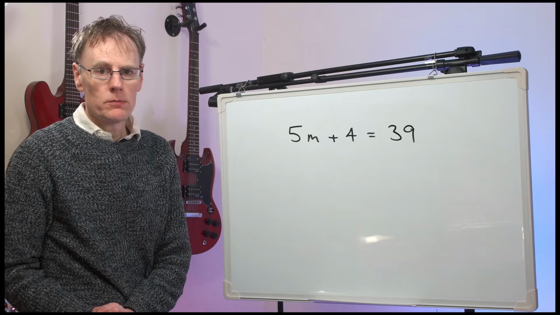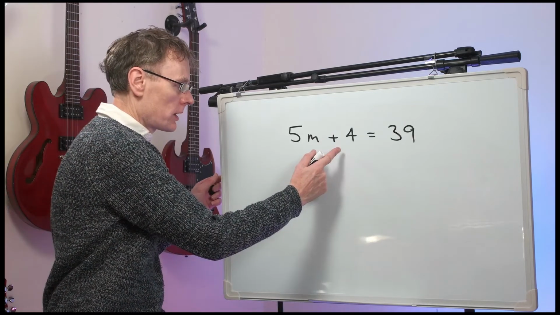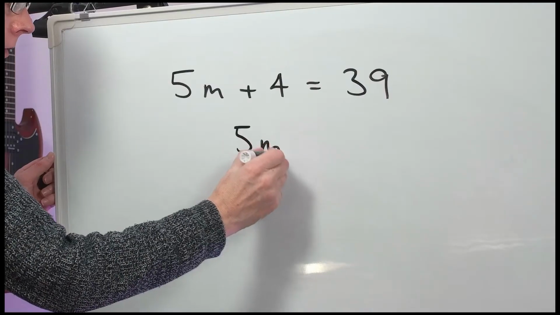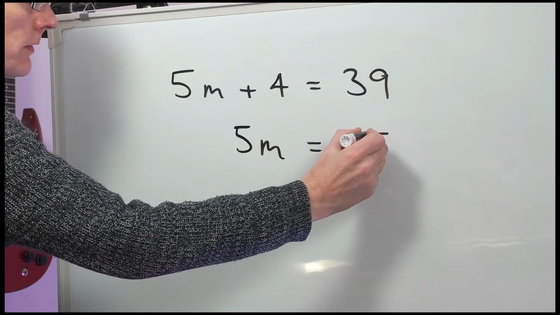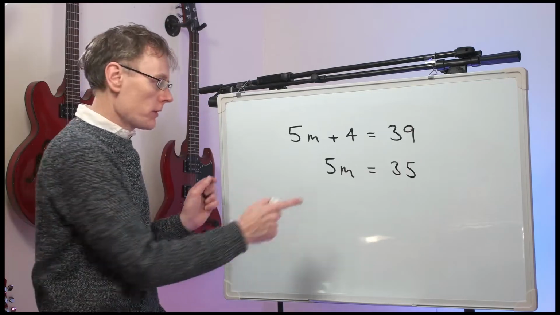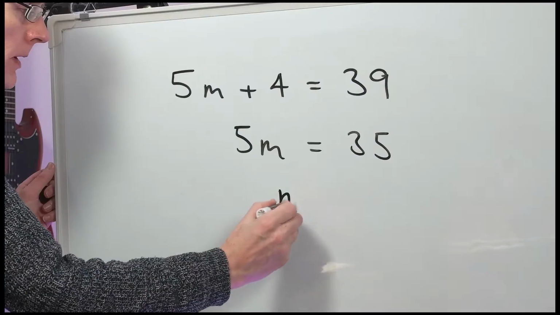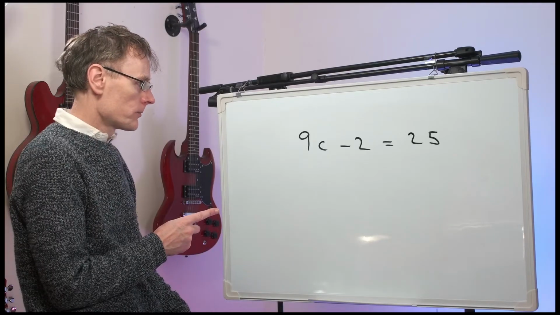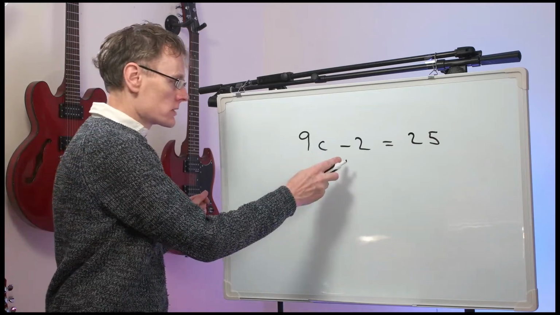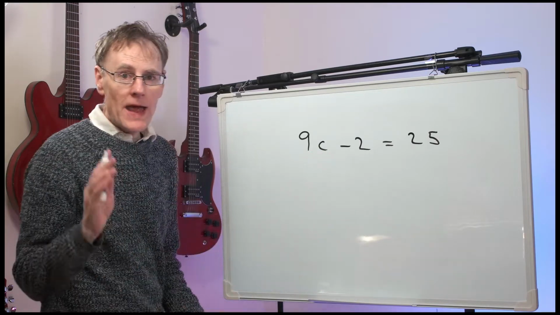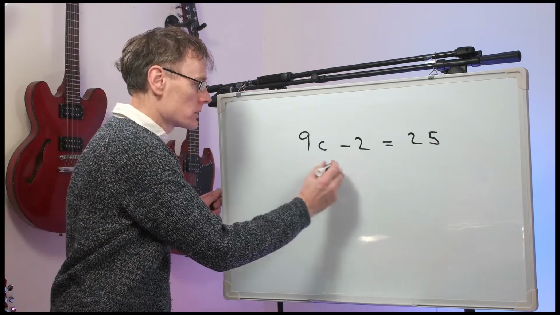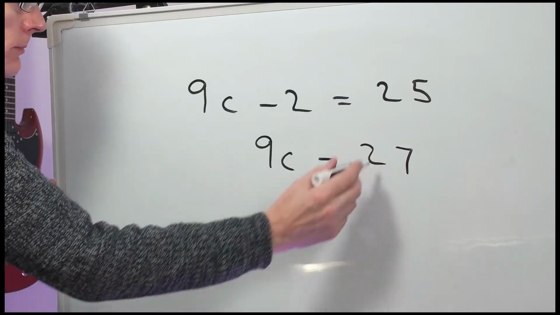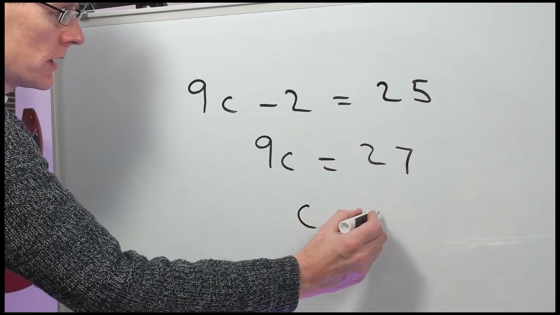Here's a nice simple equation. Now, I want to get rid of that plus 4, so I'm going to take away 4 from both sides. 5m equals 35. Now, I can divide both sides by 5 to get m equals 7. Here's another equation. This time I want to get rid of that minus 2. To get rid of minus 2, I'm going to add 2 to both sides. So, 9c equals 27. Now I can divide both sides by 9, so c equals 3.